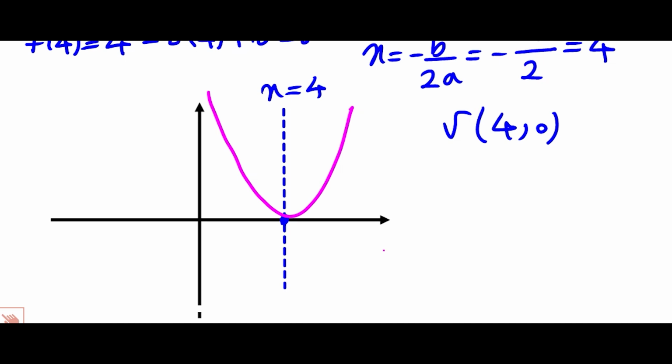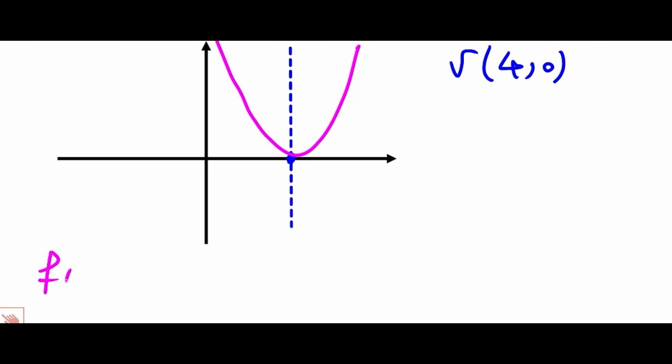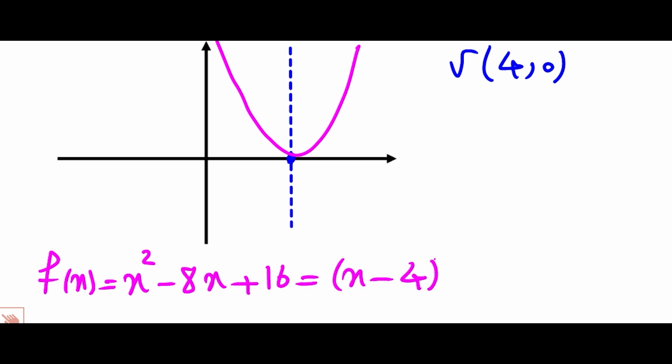Also, we can factor the function: f(x) = x² - 8x + 16 = (x - 4)². So the graph touches the x-axis at only one point, x = 4. This is called a repeated root or a double root.